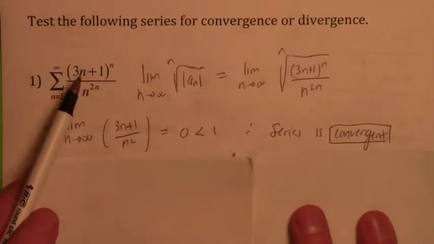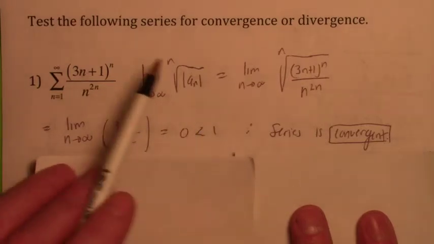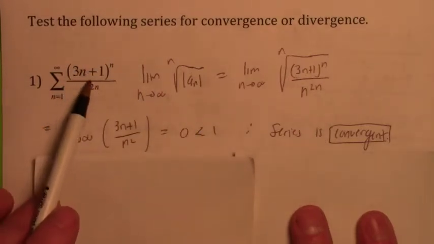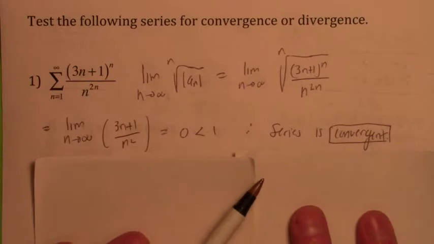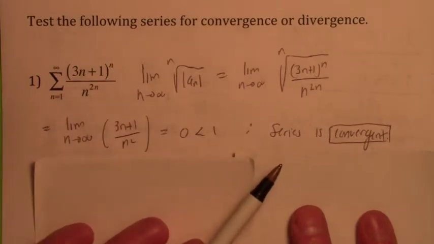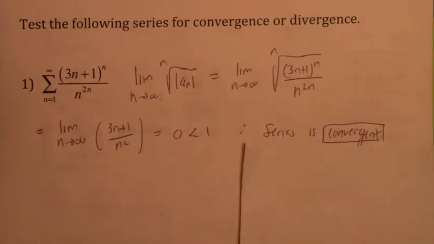A positive term series, you could also say, is absolutely convergent because the absolute value of these is just the same terms, right? But that's not the question. The question is, does it converge? The answer is yes. This next one, how would you handle this?